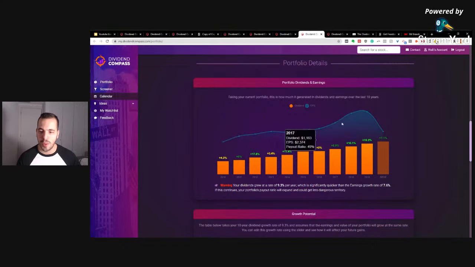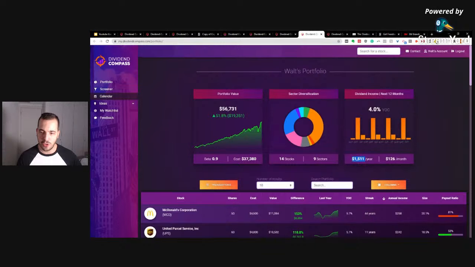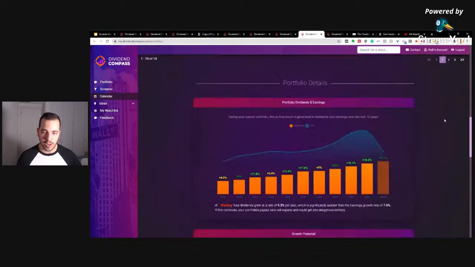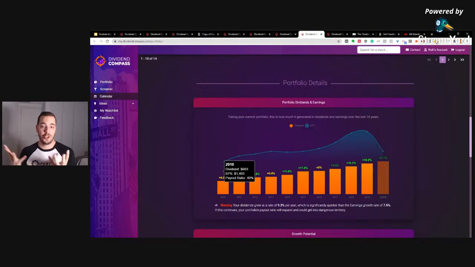It's going to tell you that your current portfolio right now pays, in this case, $1,500 per year. So that's here, a 2020 estimate, $1,500. But it actually tells you that in 2019, you would have earned $1,400. In 2018, $1,200, all the way back to 2010, where you would have only earned $600 in dividends. This shows you the real power of dividend growth, guys.